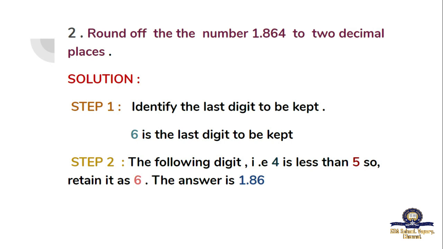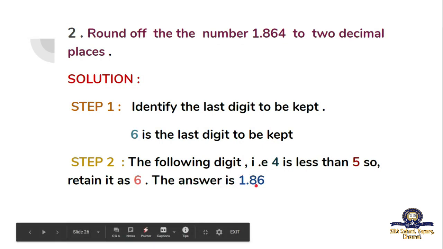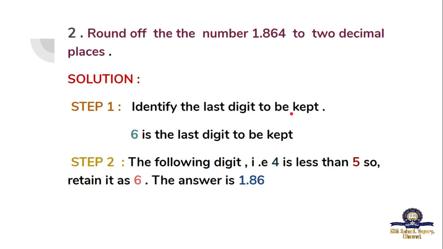Next, we will see another example. Round off the number 1.864 to 2 decimal places. When rounding to 2 decimal places, we look at the digit at the 1000th place. The digit in the 1000th place is 4. As I said, if the digit is less than 5, leave it as same. So the answer is 1.86.